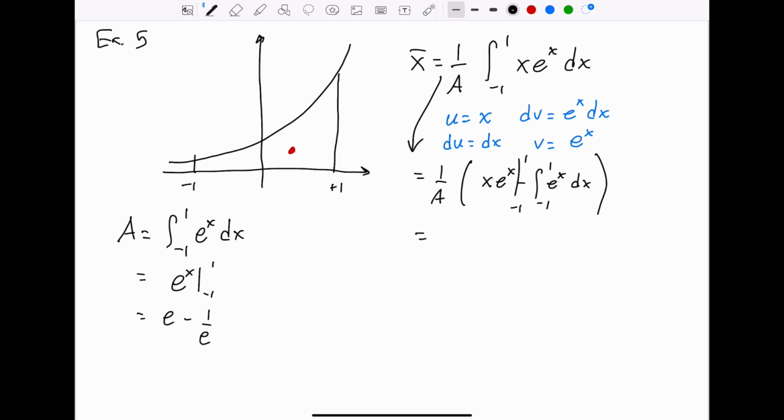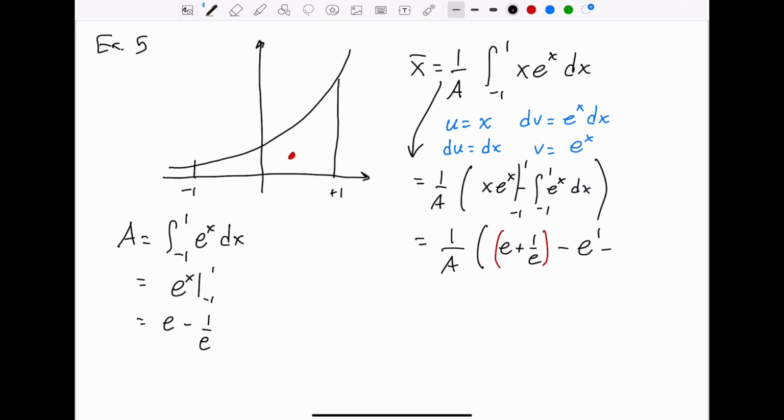And we'll continue on. We have 1 over A times x e to the x. This is 1 e to the 1, so e, minus -1 e to the -1. So this is plus 1 over e. This is the expression that we get from plugging in the 1 and the -1 into this portion of the antiderivative. And then the antiderivative of e to the x is simply e to the x. So we subtract out e to the first minus e to the -1, 1 over e.